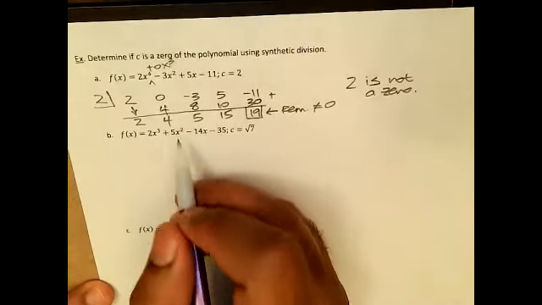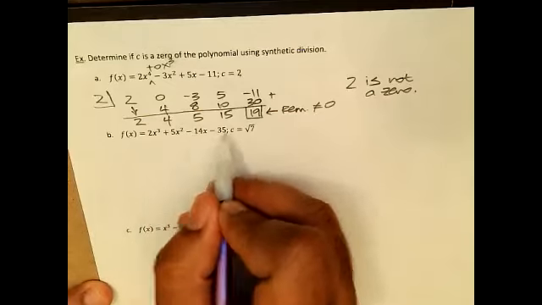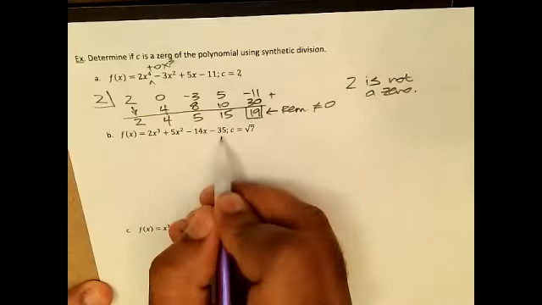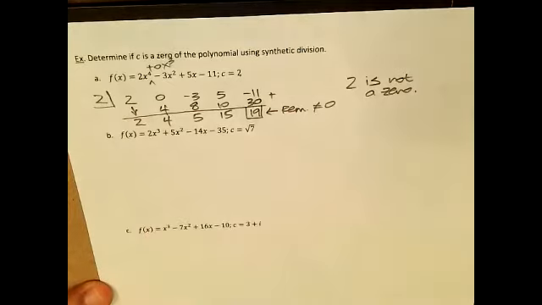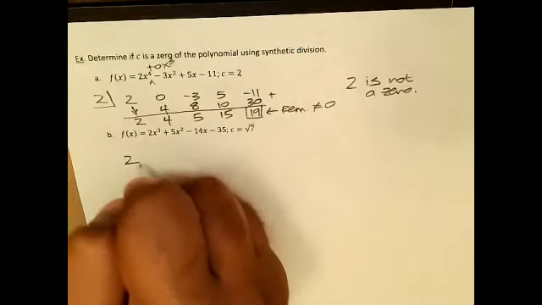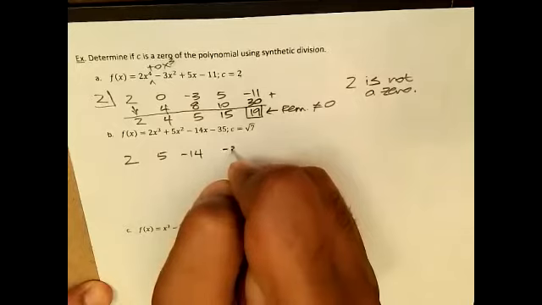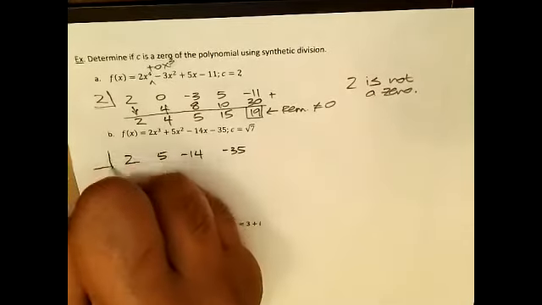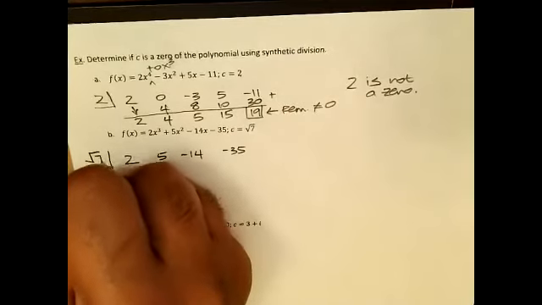So here is another example. My function is 2x³ plus 5x² minus 14x minus 35. This polynomial is good to go. It's arranged properly. All the terms are there. So I'm going to write 2, 5, negative 14, negative 35. And then the divisor number is going to be square root of 7.